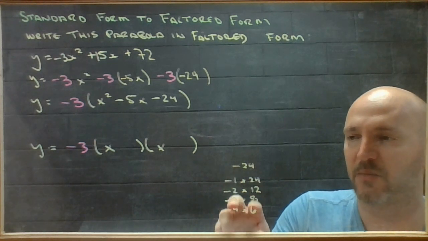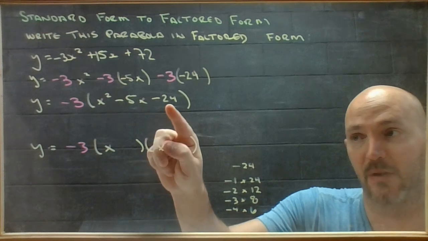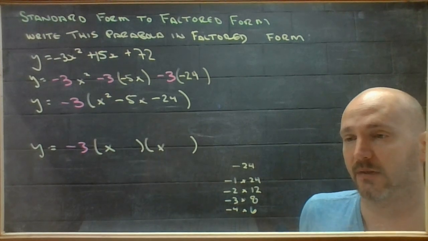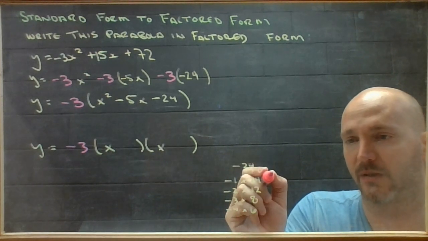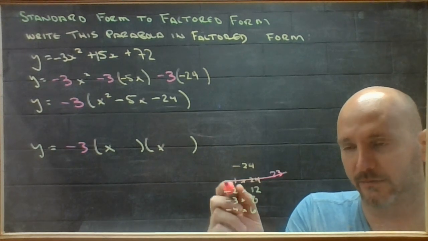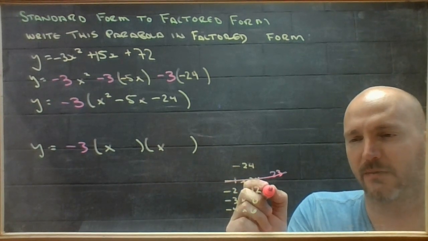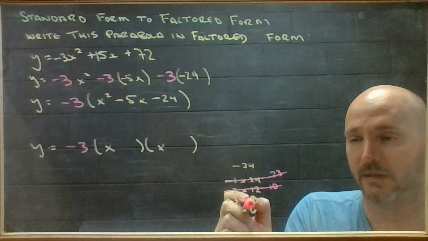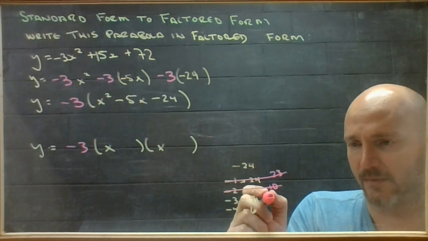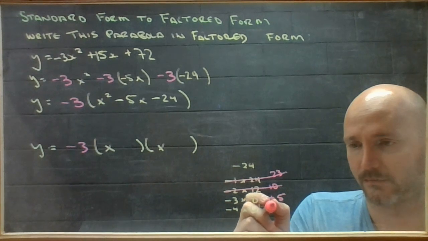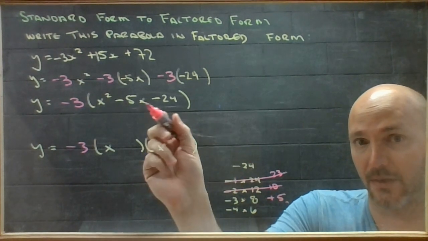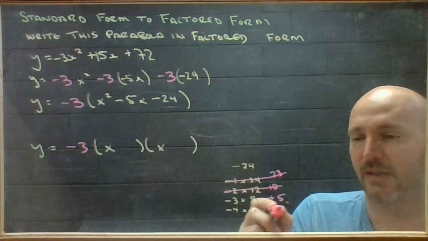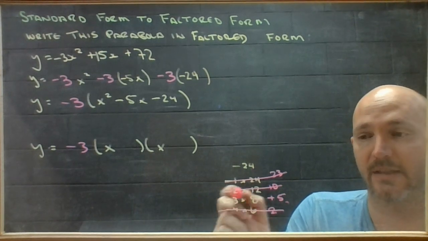So any of those number pairings could go here and here because they multiply to negative 24. I need the pairing that also adds to negative 5. So negative 1 and 24 would be 23. That's not it. Negative 2 and 12 would be 10. That's not it, because I'm not getting negative 5 here. Negative 3 and 8 is positive 5. Well, that's the right number, but it's not the right sign. Negative 4 and 6 would be 2. That's not the right number at all, so that one's off the list. It has to be this pair.